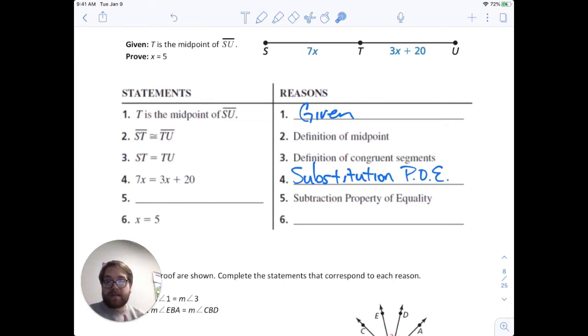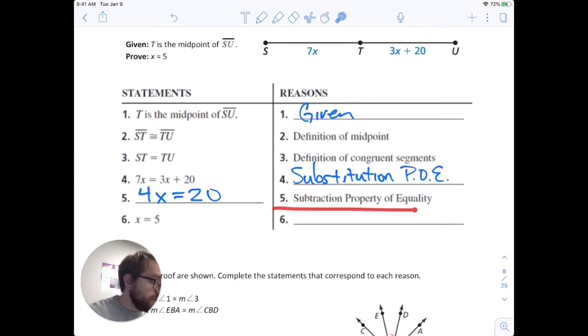Now what do I do next? This is where we have a statement that we need to fill in. Again, I'm trying to get that x is equal to 5. Now I have an equation with x's, so how do I show that x is equal to 5 here? What's my next line going to be? 4x is equal to 20. Well, how do I do that? That's because I subtracted, right? The subtraction property of equality. I subtract 3x from both sides and I get 4x equals 20.